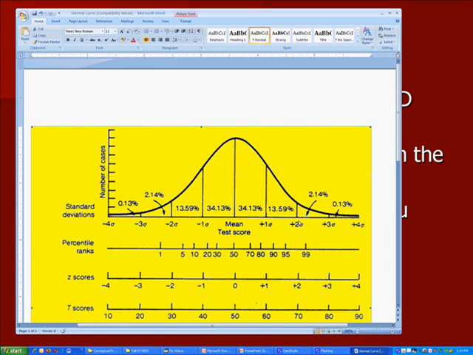So, for example, two standard deviations above, you take this, which is at 50%, you add the 34% to that, so that's 84%. You add about 13% to that, so now we're at 97%. So 97% of the IQ scores are below two standard deviations.